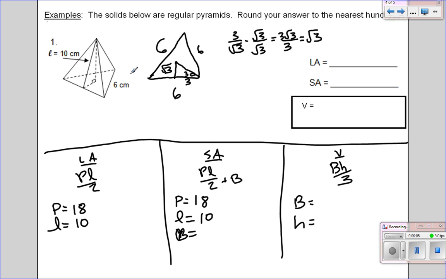So the formula for the area of a triangle is AP, so root 3 times the perimeter divided by 2, which gives you 9 root 3 for the area of the base of this equilateral triangle.